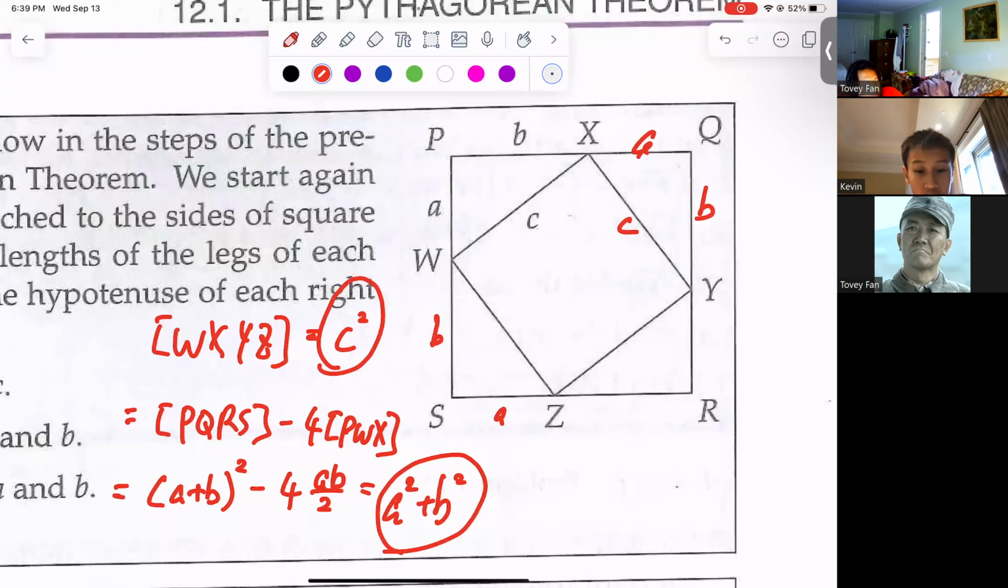The area of the square WXYZ is C squared, and it is also A squared plus B squared. So we are able to prove the Pythagorean theorem, right? Does it make sense?